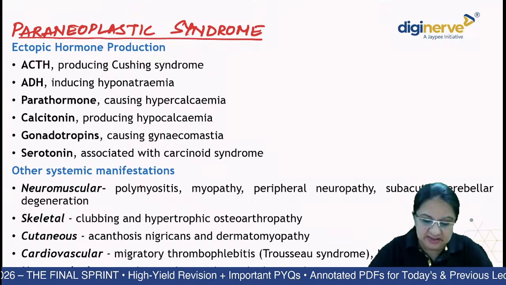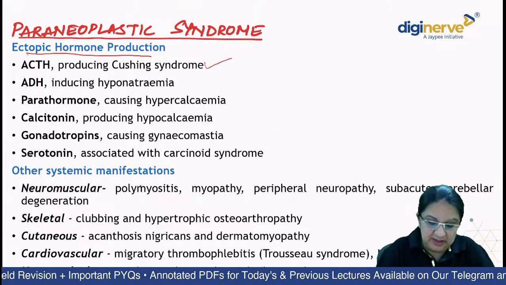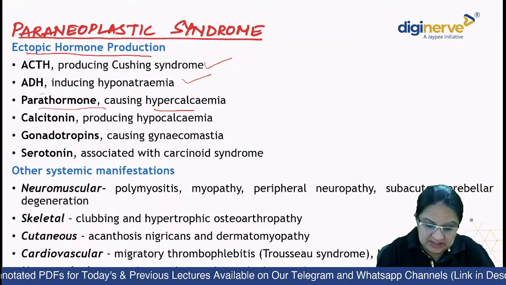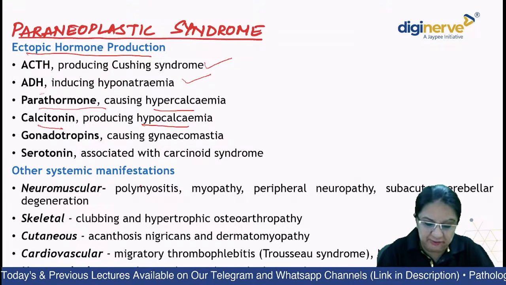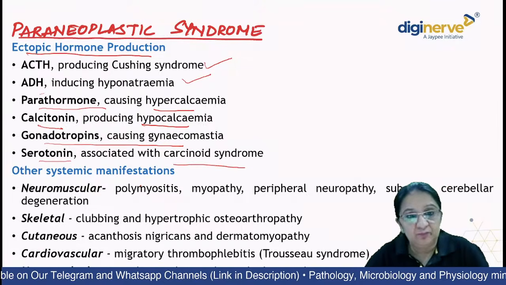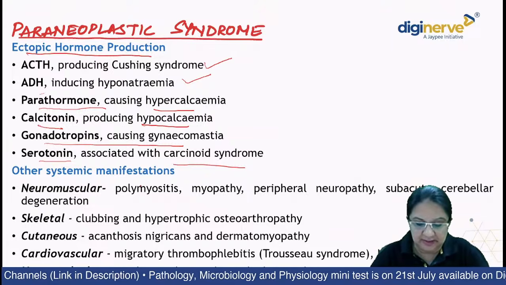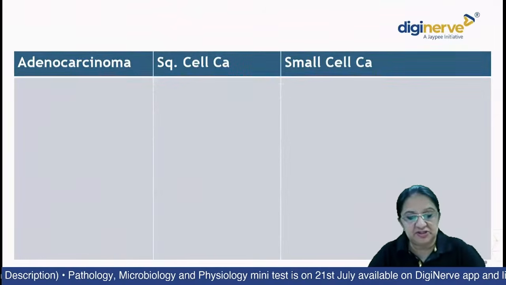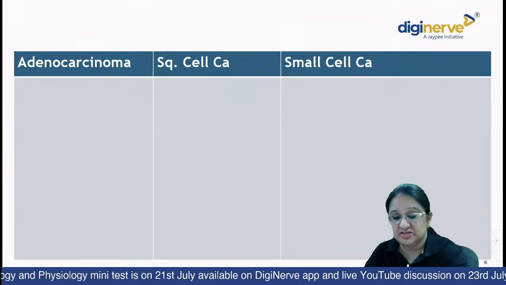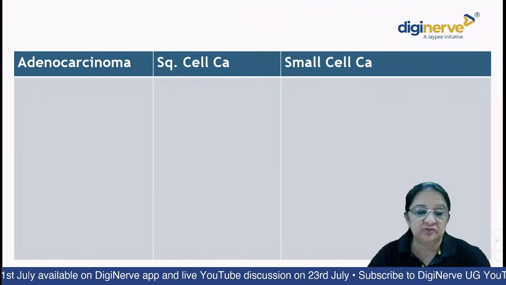In paraneoplastic syndrome, basically there is either ectopic hormone production: ACTH causing Cushing syndrome, ADH causing hyponatremia, parathormone causing hypercalcemia, calcitonin producing hypocalcemia, gonadotropins causing gynecomastia, serotonin associated with carcinoid. Or there could be other neuromuscular, skeletal, cutaneous, cardiovascular, or hematological abnormalities. Now, small cell lung cancers are very prone to have paraneoplastic syndromes, right? These are the most important tumors where you encounter paraneoplastic syndrome very frequently.